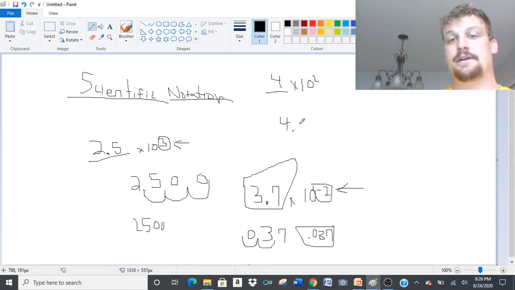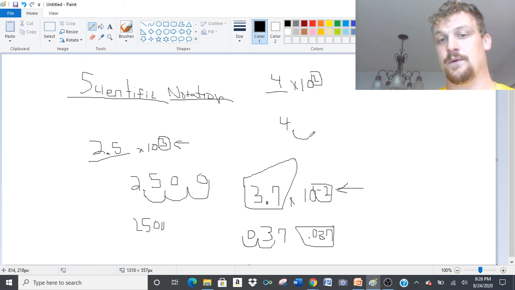All right. So since we look at the exponent now, and it's 2, and it's a positive, that is going to tell us that we're moving it to the right. The number is going to get bigger. So here's our decimal. We're going to go 1, 2. So you write 2 zeros. And our new number is 400.